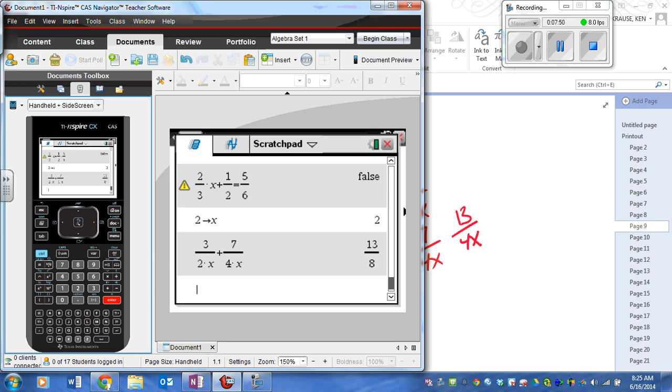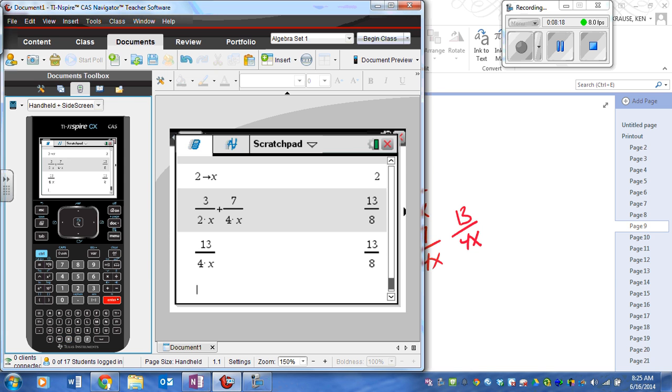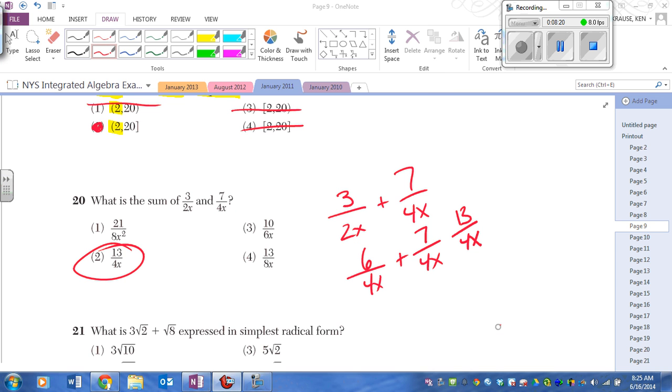So I'm going to get 13 over 8. And then if you just check, we have our answer, which is choice 2, control division 13 over 4x, choice 2, not choice 4, choice 2. You get 13 over 8. And so there's our answer, choice 2.